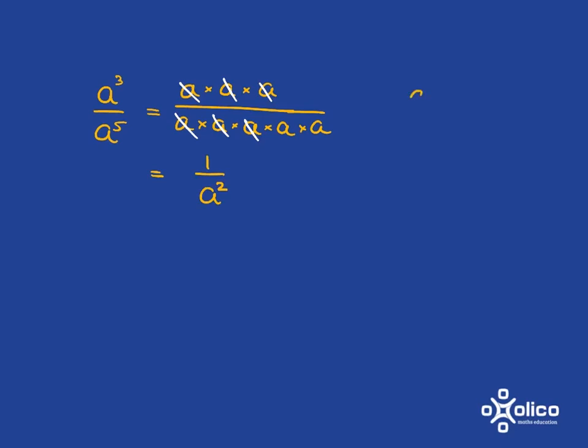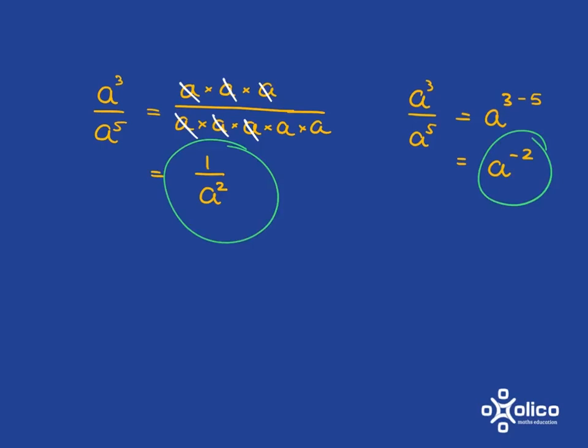Now I'm going to look at a cubed over a to the 5 in a different way, and that is just using that exponent rule you've been using all along. And that's going to give me a to the 3 minus 5, because our rule says when we are dividing, we subtract the exponents, and so we're going to get a to the negative 2. And that gives me a very important fact, that 1 over a squared is the same as a to the negative 2. And that gives us a meaning for our negative exponents.